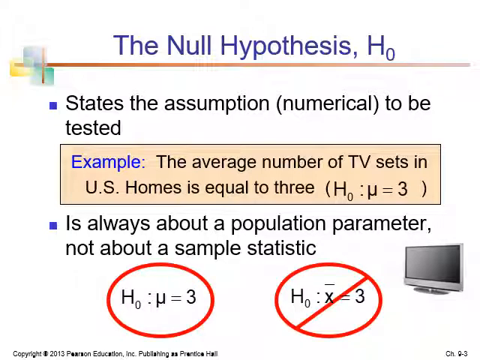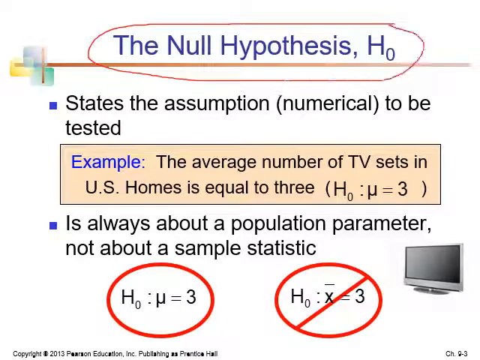Now, in hypothesis testing, first we need to define the null hypothesis, H0. H0 is the hypothesis that we are trying to test. For example, what is the average number of TV sets in a home? In my home we have 2 TVs, and maybe the average is 3. But can we test it?